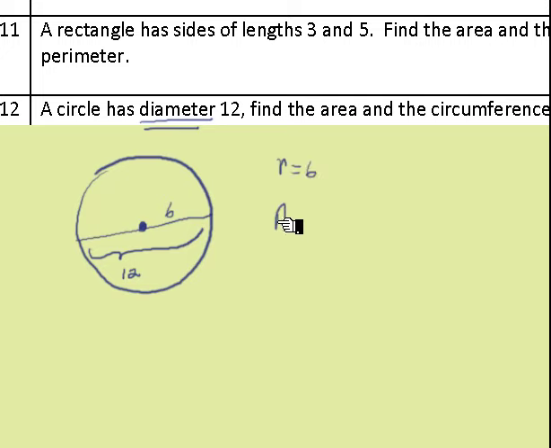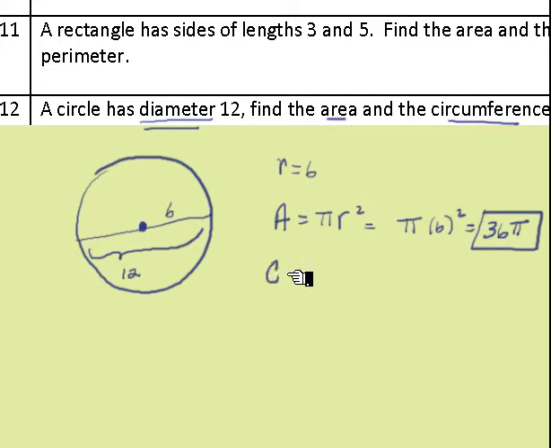Okay, so we want to find the area and the circumference. Well, the area is equal to pi r squared. So that would be pi times 6 squared, or 36 pi for area. And circumference is equal to 2 pi r. So that would be 2 pi times 6, which is 12 pi.